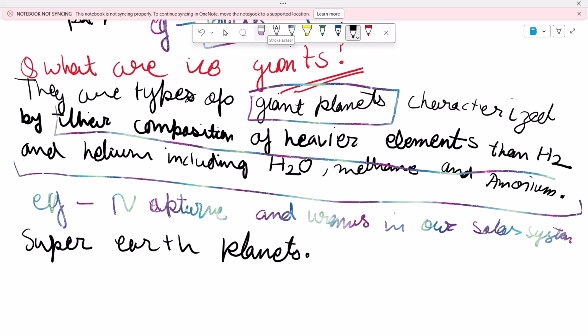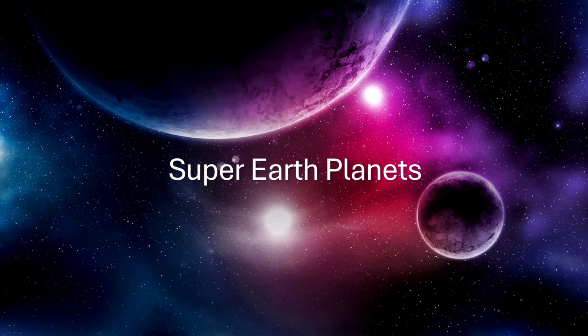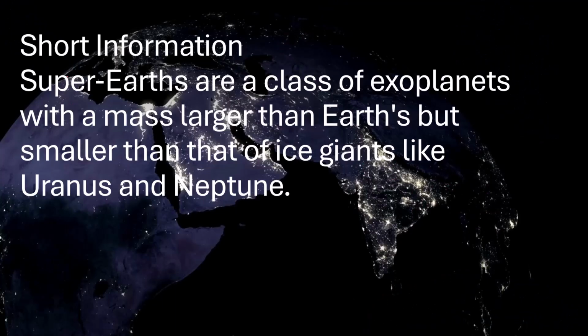Let me give you the definition from my PPT. Super Earth planets are a class of exoplanet with a mass larger than the Earth but smaller than that of ice giants like Uranus and Neptune. That's the basic definition of a super Earth planet.